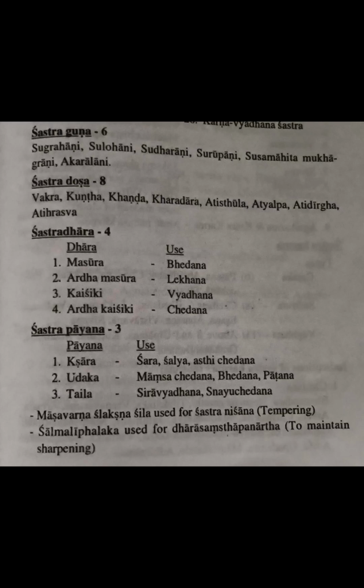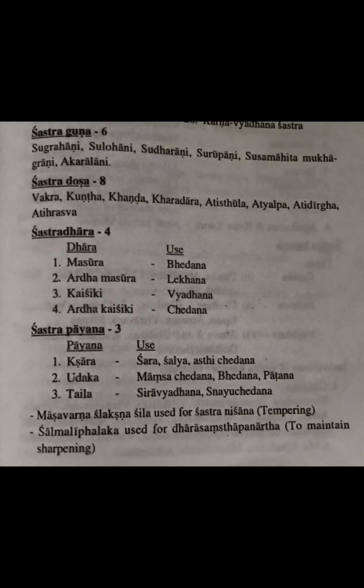But Karapatra Shastra is an exception: it has Karadara dosha, but you can use it. This is an exceptional thing that you can note down. Karapatra Shastra is an exception, it has Karadara dosha. So next one is Shastradhara, that is of 4 types.